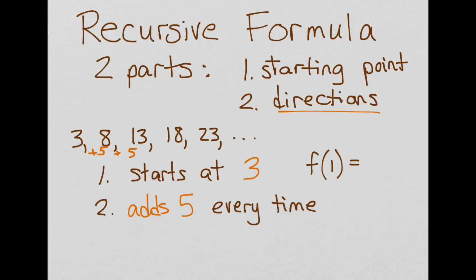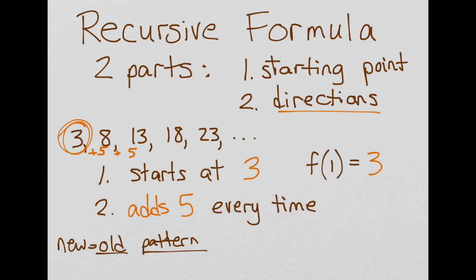So f of 1 equals 3. And on purpose, I'm using different colors here so you can see where the 3 came from. It started at 3, it started at 3. The first term was 3. Now, the next part that you have to memorize, this is what it looks like, the directions. It's taking the old term and it's doing the pattern to it every time. So it's kind of like we have the old term, then we have the pattern, and that's how we're getting the new term. To get the next term, you would take the old thing and do the pattern.